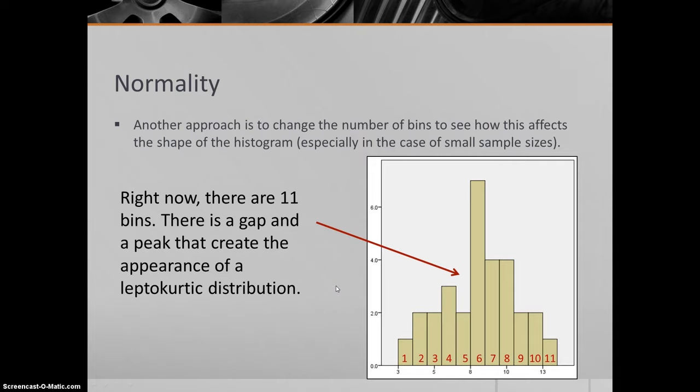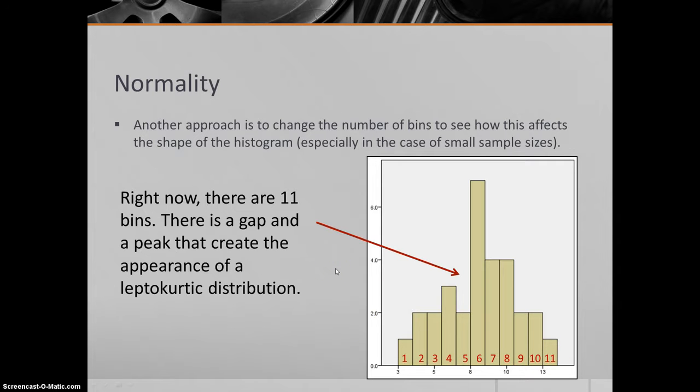Another thing people might do is change the number of bins to see if that affects the shape of the distribution, especially when you have a small sample size, so not a lot of observations, and so changing the number of bins could change the way the distribution looks. When I say the number of bins, we're talking about how many different columns. Here, this histogram has 11: 1, 2, 3, 4, 11, right, like that. So you can actually change that.